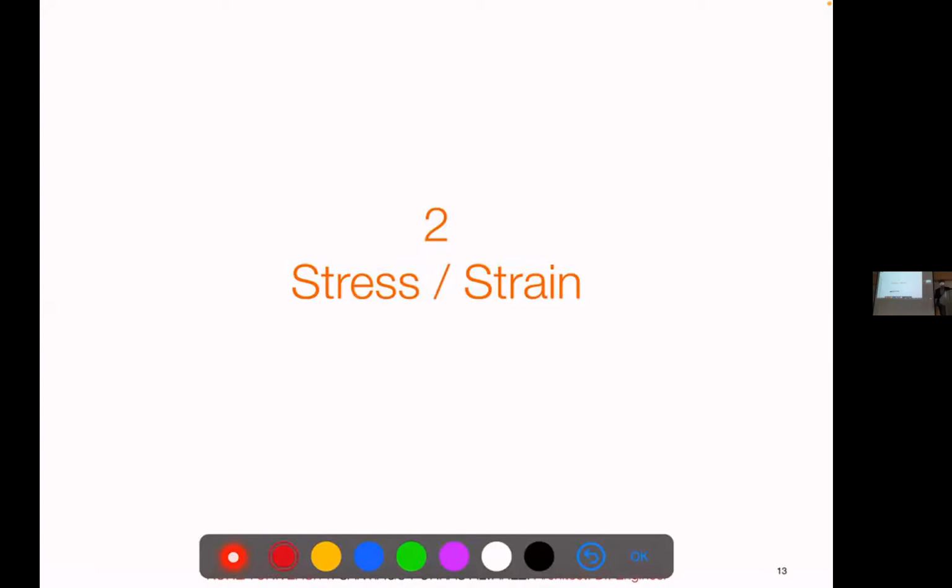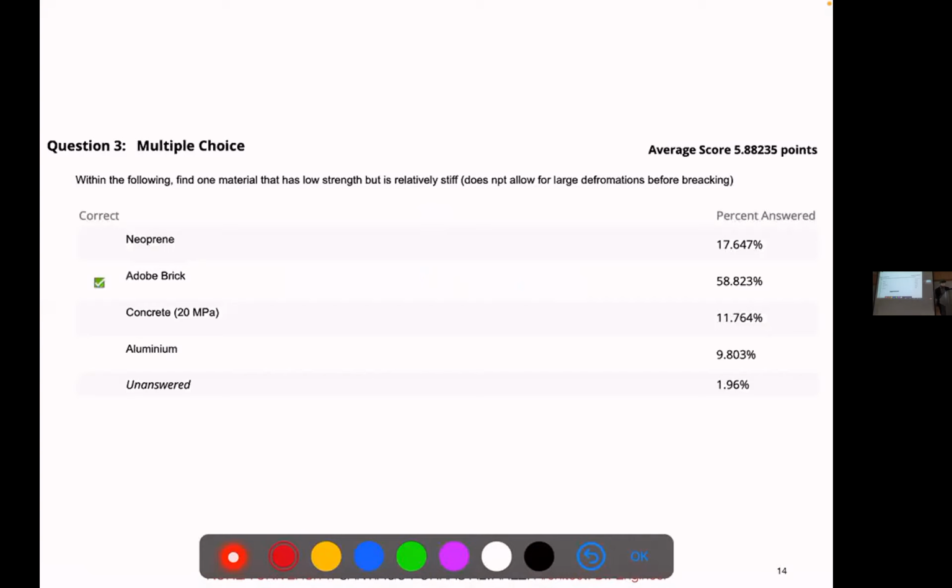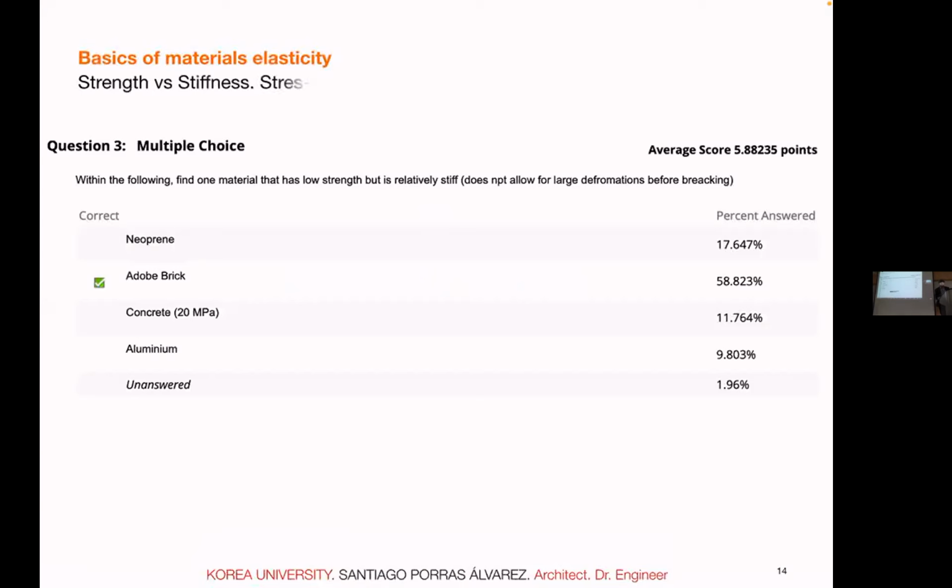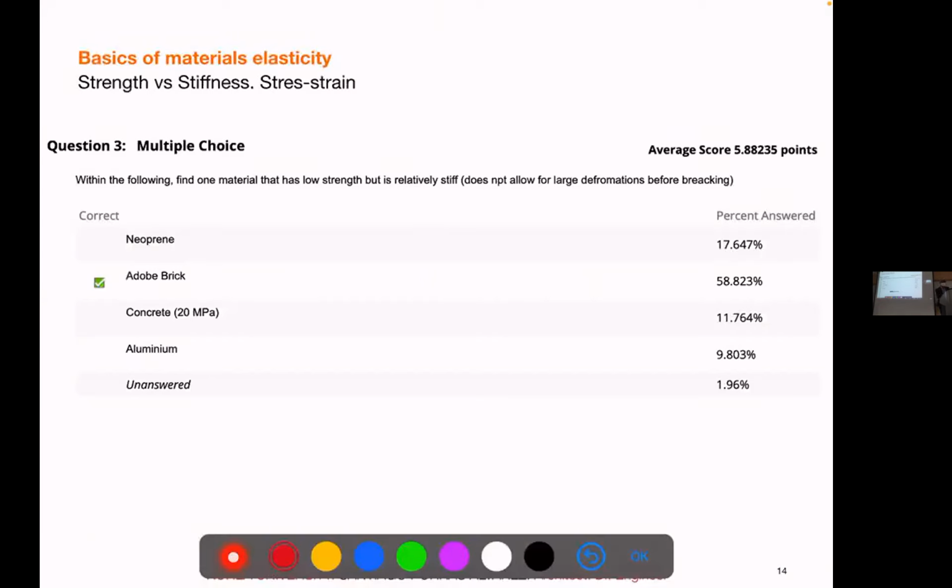This is where I find more problems. Stress, strain, Young's modulus, that elasticity is nasty. We had one question about Young's modulus, right? It's a bit discouraging. Which material has low strength but is relatively stiff? Well, I think the typo was easy to understand, but will not deform before breaking. We'll have a sudden break, right? So stiff means it breaks suddenly, right? So it has two things.